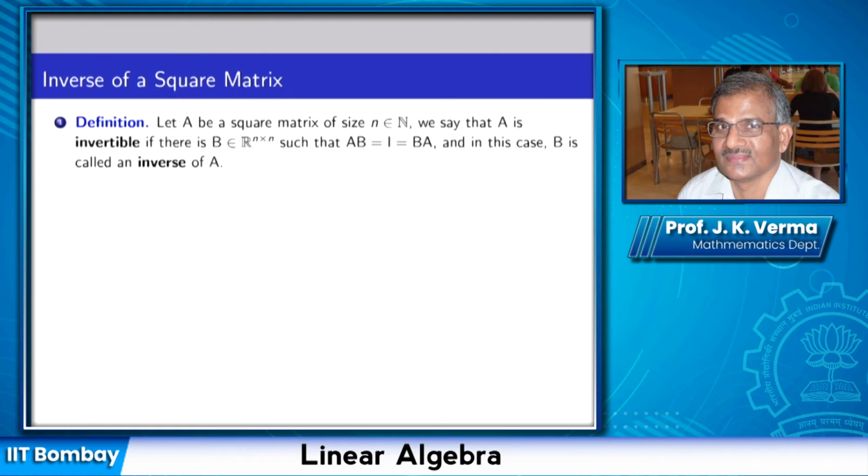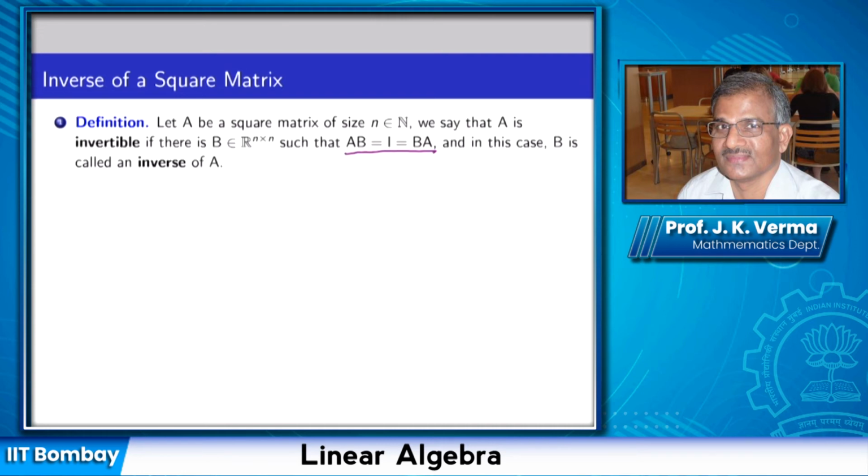Suppose I have a square matrix A of size n. We say that A is invertible if there is a matrix B such that AB equals identity equals BA. Remember, matrix multiplication is not a commutative operation, so both conditions, AB equal to I and BA equal to I, are imposed in the definition, and in this case we say B is the inverse of A. So A has an inverse if there is a matrix which satisfies these two equations.